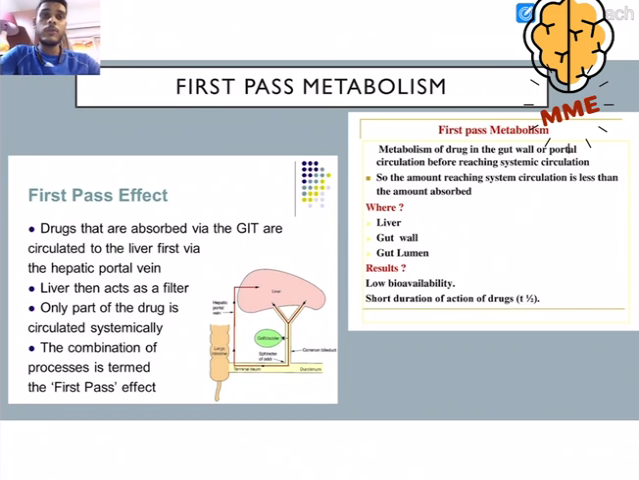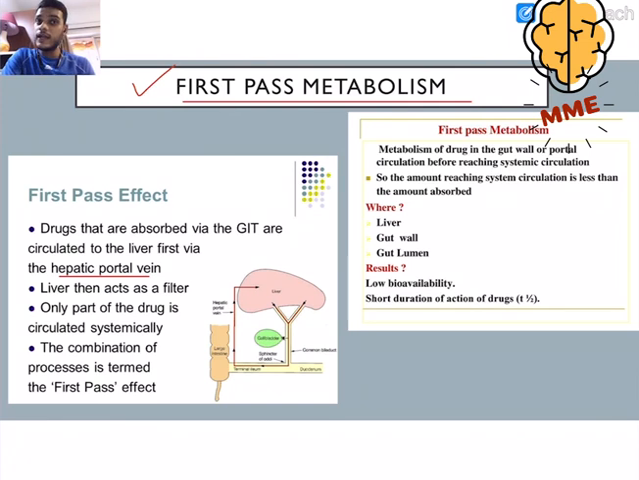Okay, one more important topic which we are often asked as a short note is first pass metabolism of a drug. So what do we mean by first pass metabolism? Drugs that are absorbed via the GIT are circulated to the liver via the hepatic portal vein. So after we ingest a drug, this chemical preparation is taken to our liver via the hepatic portal vein.